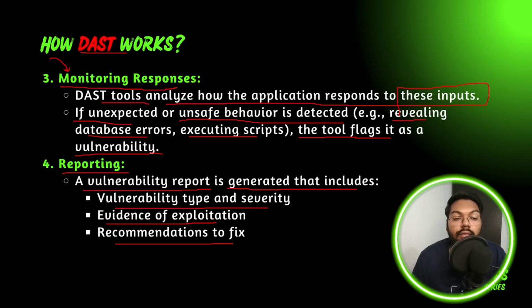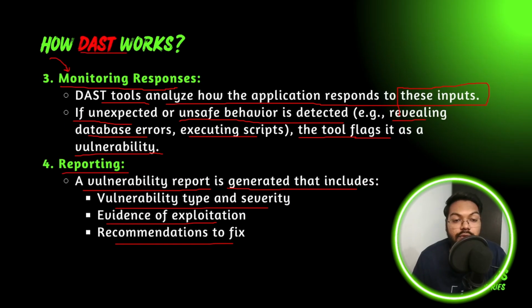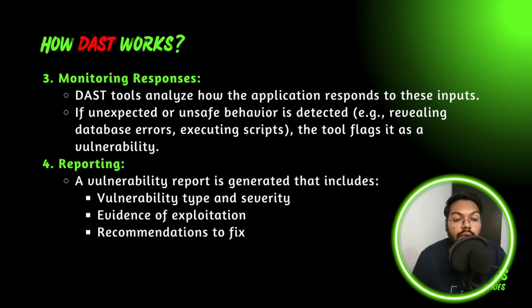So these are the few things that we get to see in DAST applications. First, it would crawl the application, then try to send malicious inputs, then it would monitor how it behaves according to the response it gives, and then it would report it in the form of a vulnerability report. So this is the life cycle in DAST.